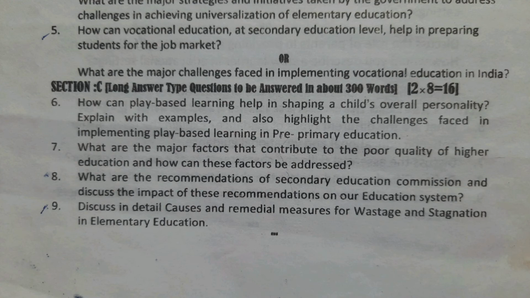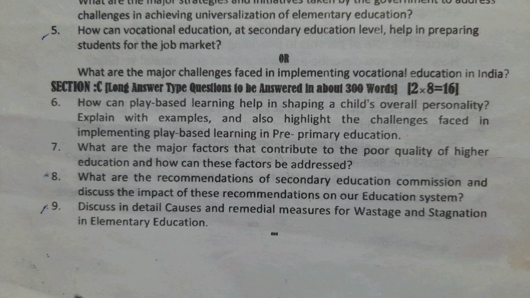Section C, long answer type questions to be answered in about 300 words. 2 into 8 is equal to 16. Question number 6, how can play-based learning help in shaping a child's overall personality? Explain with examples and also highlight the challenges faced in implementing play-based learning in pre-primary education.